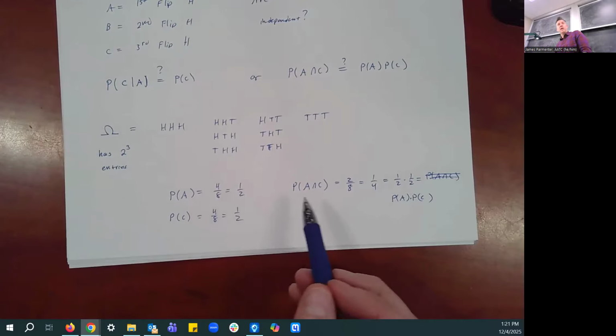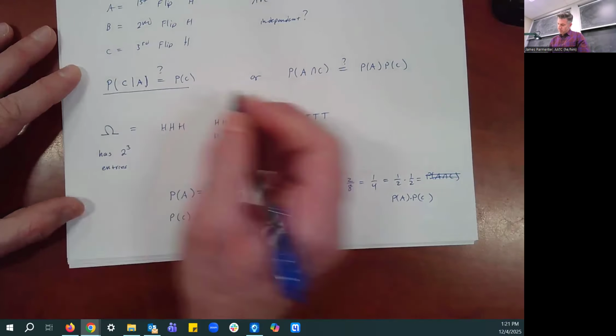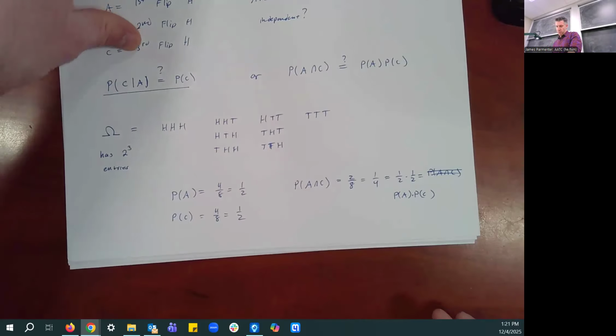The probability of the intersection is equal to the probability of the first one times the probability of the second one. And that's probably the easier way to do this one. Although, if we wanted to think of it this way, we probably could. So, I probably need more paper.